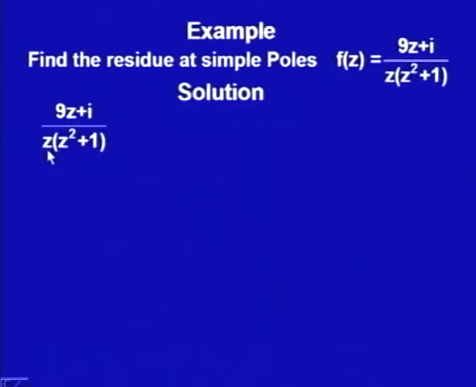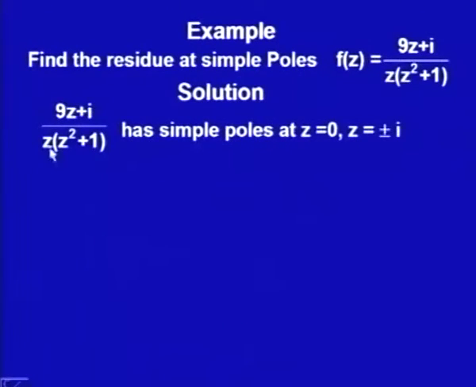So, what we are getting is that the denominator z into (z squared + 1) has simple zeros at 0 and plus and minus i. What it says is that this function (9z + i) upon z into (z squared + 1) will have simple poles at z equal to 0 and plus minus i. So, you see I have used this relationship between the poles and zeros to find out the poles, and we found that this has simple poles at 0 and plus and minus i.